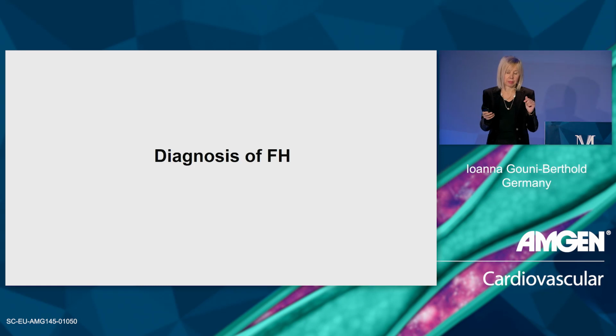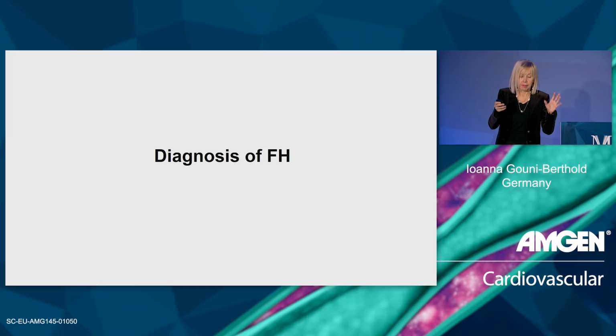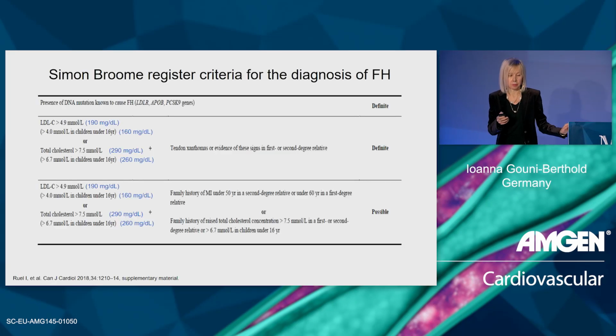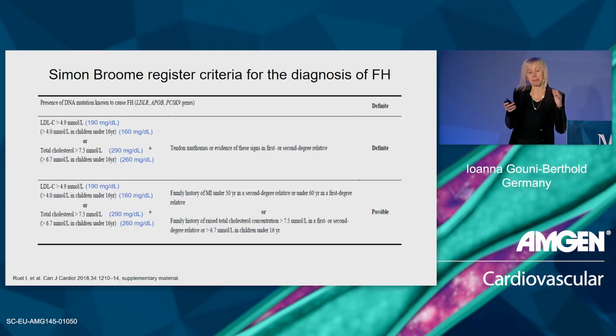Actually, it's very simple. Even though there's a lot of mystery around FH, it's actually a very simple disease to diagnose. There are two ways, the Simon-Broom register criteria and the Dutch lipid clinic criteria in the next slide. The Simon-Broom sees the whole story of FH in a dichotomous way. Either you have definite FH or probable FH.